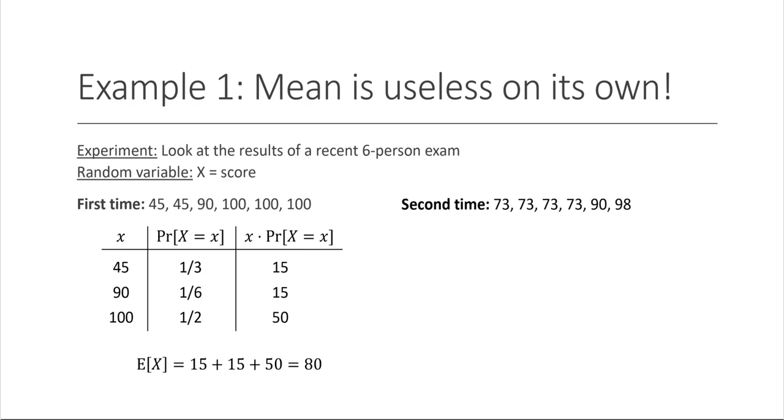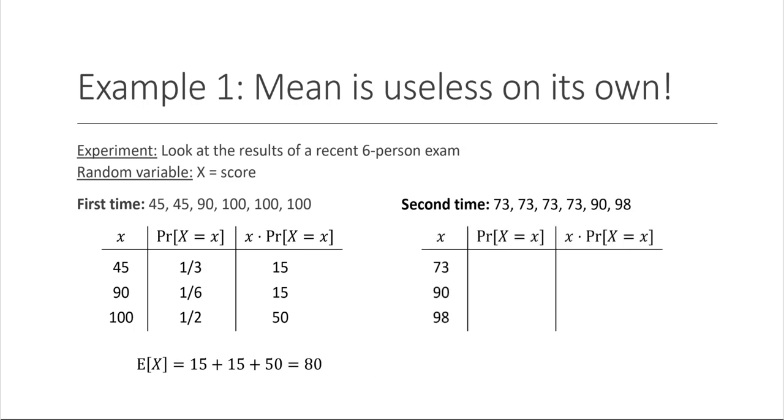Now let's say the second time we ran this, there was 4 people who got a 73, 1 who got a 90, and 1 who got a 98. Again, we can compute the probability distribution function, and we'll get that since there were 4 out of the 6 people who got a 73, we have a 4/6 or 2/3 chance of any given student having got a 73, and a 1 in 6 chance for 90, and a 1 in 6 chance for 98. Then 73 times 2/3 is 146 over 3. 90 times 1/6 is 15. 98 times 1/6 is 49 over 3. And adding those together, we're going to get 80.